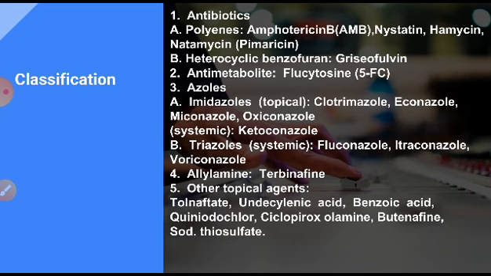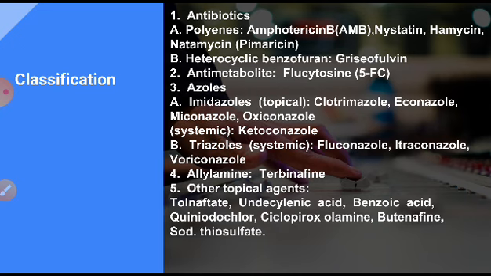Now we'll see the antifungal drug classification. This classification is divided into five different classes. First class is the antibiotics. There are certain antibiotics which have some antifungal activity, so these drugs come under this category. Under the antibiotics we have two subclasses. One is polyenes, and very important examples are Amphotericin B, nystatin, hamycin, and natamycin.